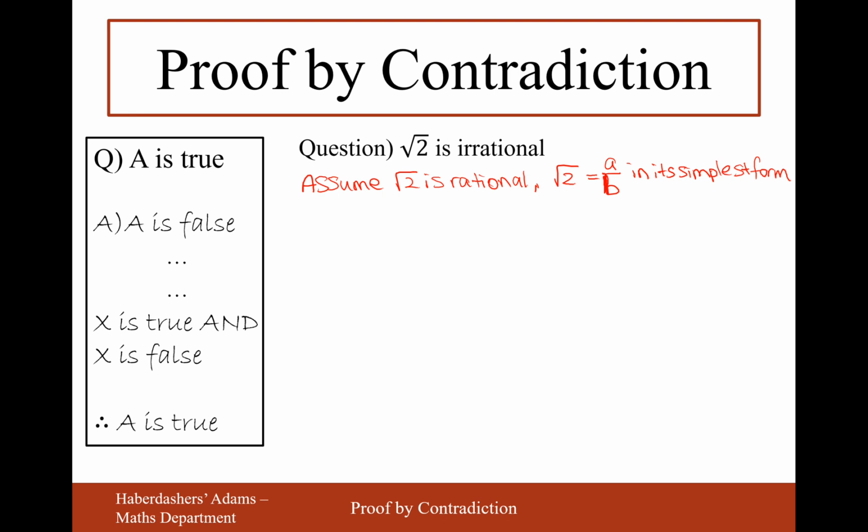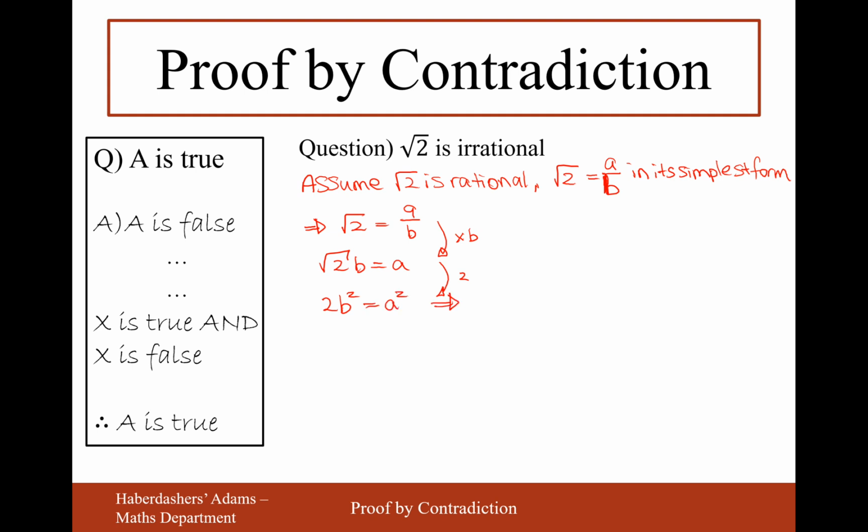So that's eventually where I'm going to lead to, but I'm going to start off with some algebra. So therefore, the square root of 2 is equal to a over b. And I'm just going to do a bit of rearranging now, so I'm going to times both sides by b. So the square root of 2 multiplied by b equals a, and then I'm going to square both sides. So it's going to be 2b squared equals a squared.